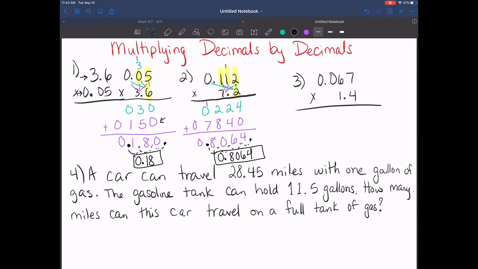All right, so I'm going to give you a couple minutes just to solve number 3 on your own. I'll give you guys until 11:45. It shouldn't take you that long. It's a pretty simple one, but go ahead and try and solve it on your own.